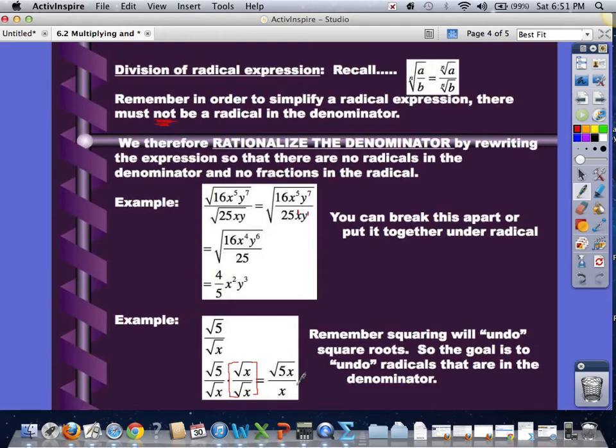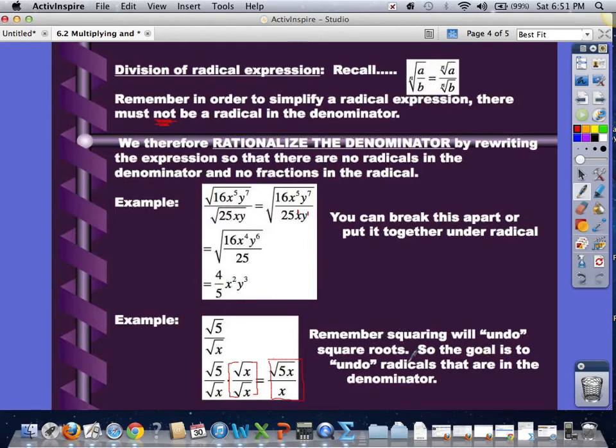Now, if I had another square root and we could cut those out, that would be great, but that's not what we've got. This is the final answer. And this is fine. This is in the right format. We don't have fractions under the radical, and we don't have a radical in the denominator, so this is all good. So just remember, squaring will undo the square roots.